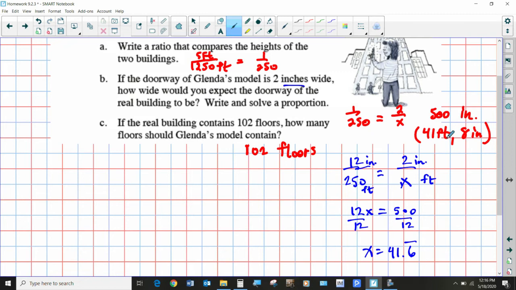If you said 41.6 repeated feet, that's okay. But I just converted this repeating decimal. 2/3 of a foot is 8 inches, so 41 feet 8 inches.